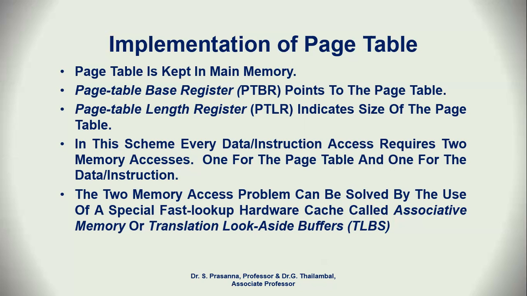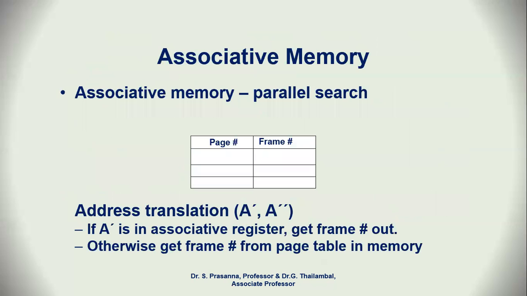The two memory access problem can be solved by the use of a special fast lookup hardware cache, which is called associative memory or translation look-aside buffers. So the two memory accesses, one for the page table and one for the data or instruction, can be replaced by this associative memory or TLB. You can see a diagram for this. Associative memory is a parallel search, holding page number and frame number.